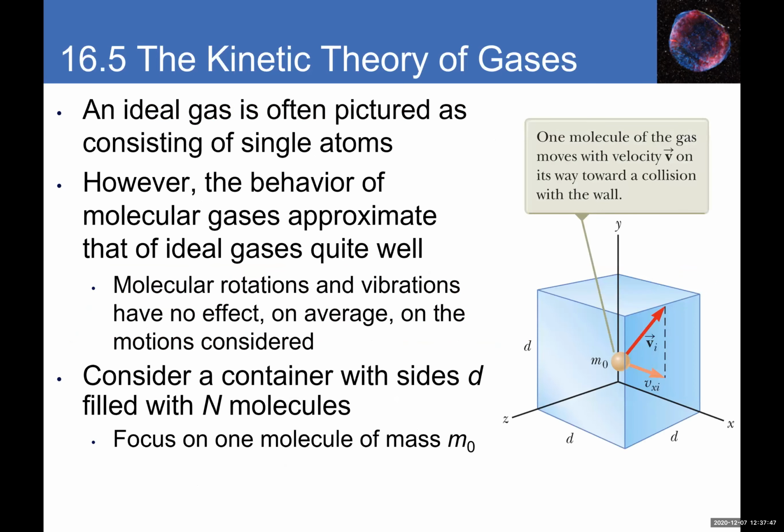So to do that, we have a rather complicated theory, which is going to look at a surface of that. You can see it represents a system where you have a volume, so you have d by d by d. And you have a molecule moving that has a mass m naught and moving with some velocity. I'm looking at just this molecule, but I know there are n number of molecules in the system. But again, we're going to focus on one molecule of mass m naught.